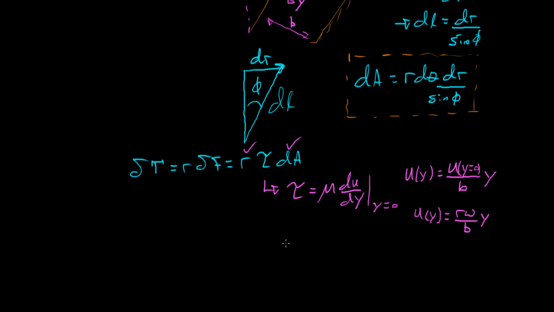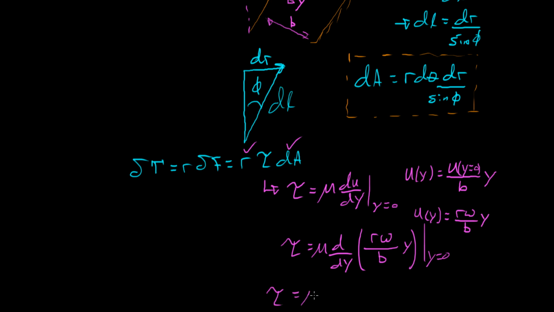If we sub that in, we get that the shear stress is equal to mu d by dy of r omega over b times y. And of course we'd evaluate that at y equals 0, but because it's linear, the y is going to go away. So tau here is equal to mu, take the derivative of this with respect to y, and that just leaves the r omega over b, and the y drops out. And draw ourselves a nice little dash box around that.